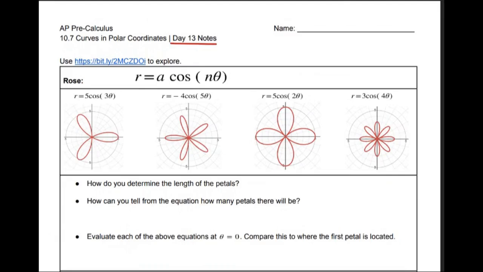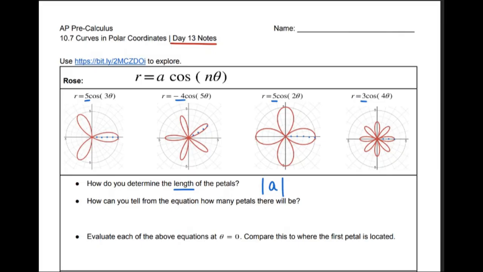All right, the first question is, how do we determine the length of the petals? Well, if we take a look at the coefficient in front of cosine, which is your A value, you can count how many circles it goes out. 1, 2, 3, 4, 5. This one goes out 1, 2, 3, 4. This one goes out 1, 2, 3, 4, 5. And this one goes out 1, 2, 3. All right, so this is the absolute value of A, because if you notice in the second one, A is -4, but it just goes out 4.